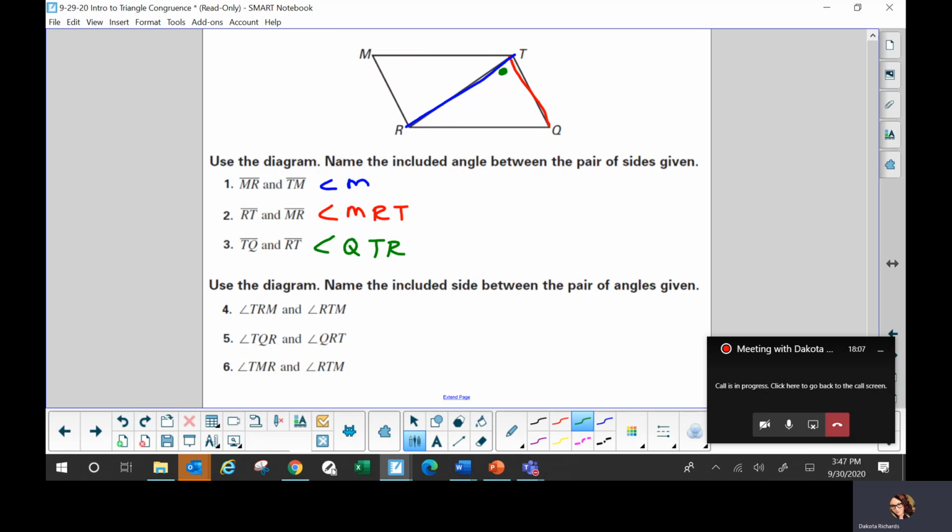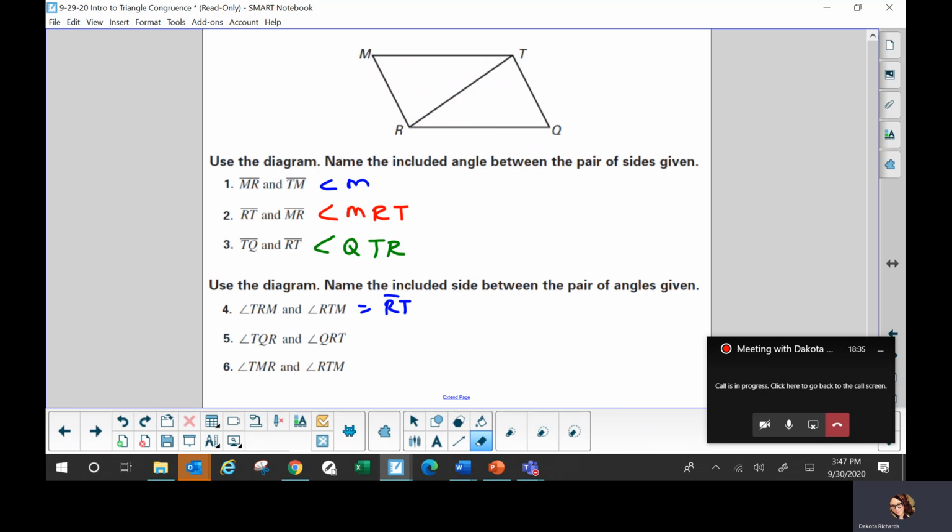Next, you had to use the diagram and name the included sides. So if we have angle TRM, TRM is going to be this angle. And angle RTM, RTM is this angle. So the side that's in between those would be side RT or segment RT.